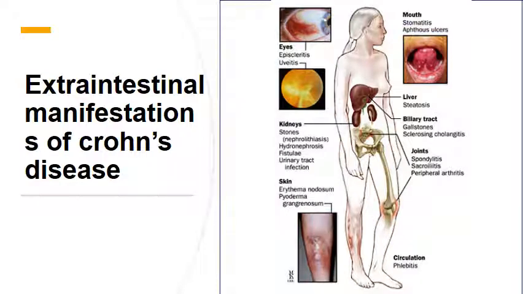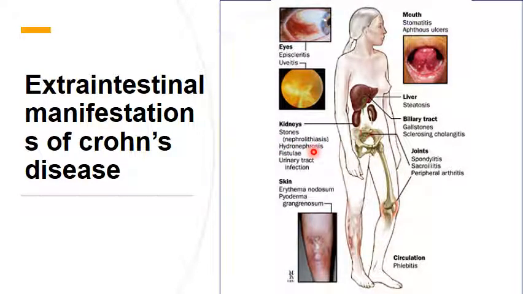Now this is a beautiful diagram talking about all the extraintestinal manifestations of Crohn's disease. You can see the aphthous ulcers, stomatitis in the mouth, the steatosis and sclerosing cholangitis, gallstones in the biliary tract, spondylitis, sacroiliitis, peripheral arthritis, because there is malabsorption of calcium, vitamin D, circulation, phlebitis, skin erythema nodosum, pyoderma gangrenosum, both kidneys.